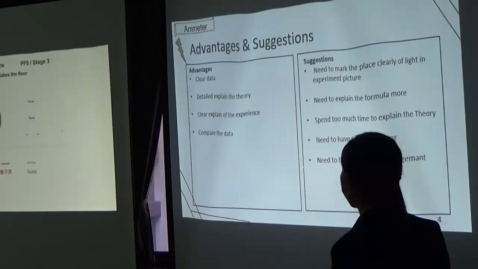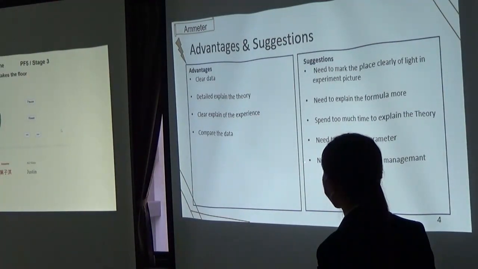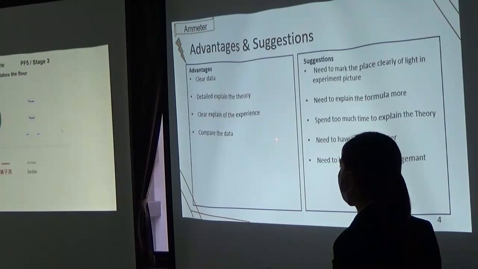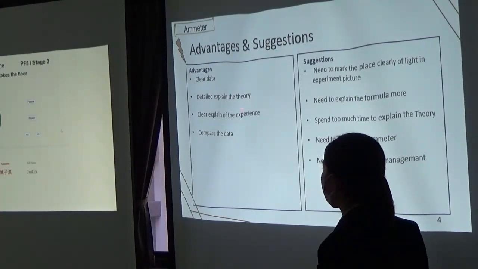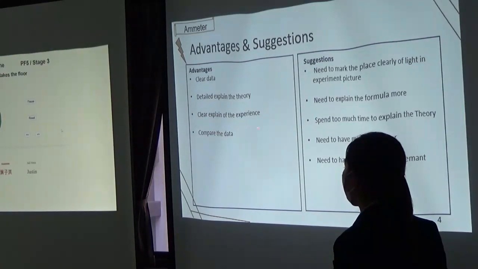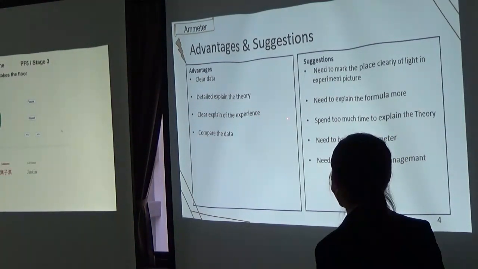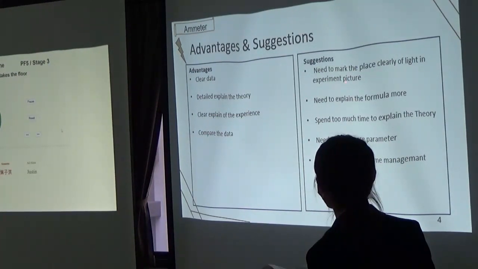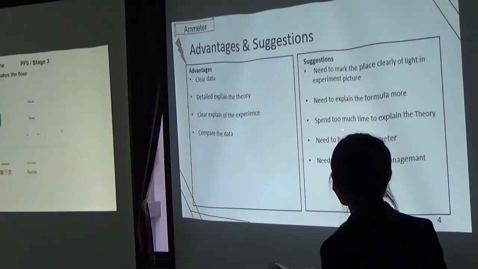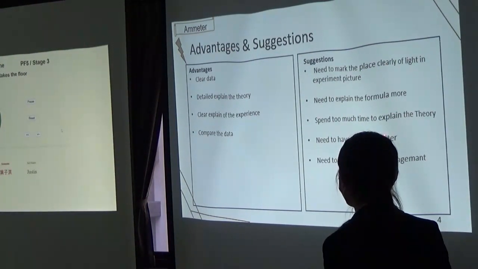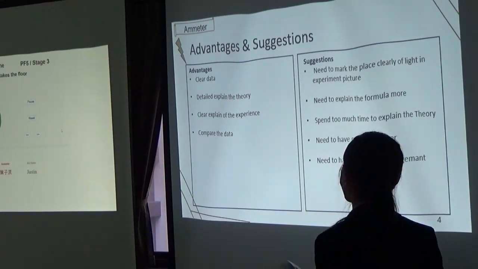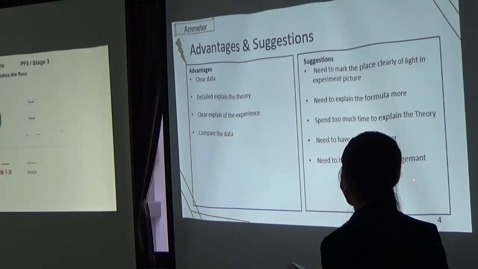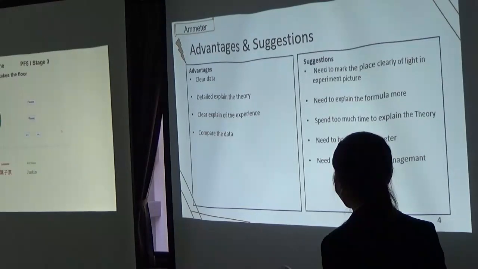For the report's advantages and suggestions, we think he has clear data in his report, and also a detailed explanation of the zero order and a clear explanation of the experiments. For the suggestions, I think he needs to mark the place of the light clearly in the experiment picture. I think he needs to explain the formula more. And he needs more parameters, like maybe he can change the observed place here.